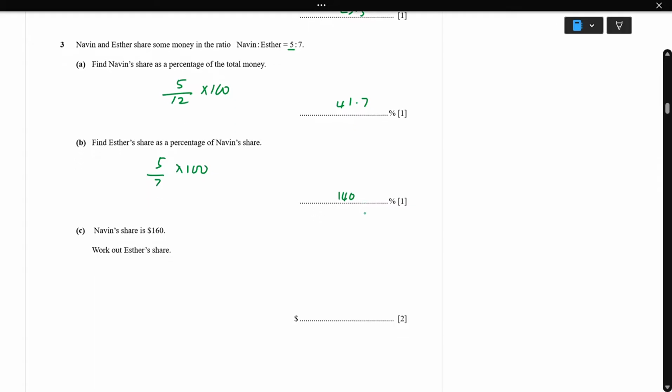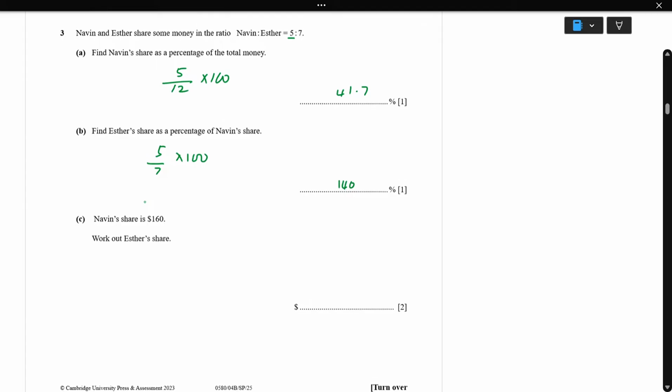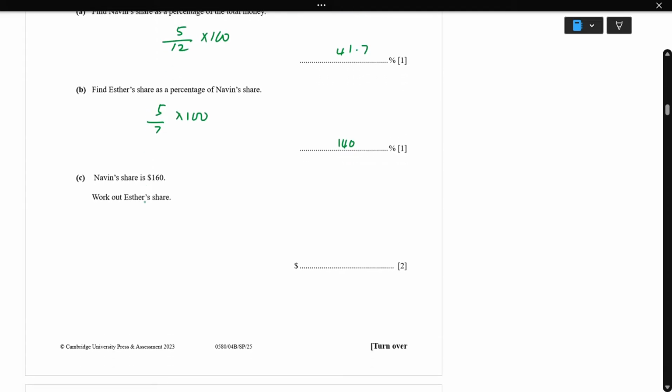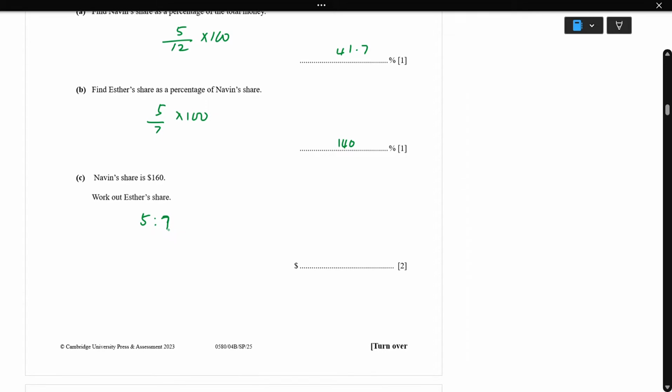Okay, the next question. Navin's share is 160. So you can calculate in this part also, with the ratio 5:7. Navin and Esther, so 5 is increased to 160. That means how many times increase? 32 times increase. So here also you need to do 32 times 7, so 224. So the answer is 224.